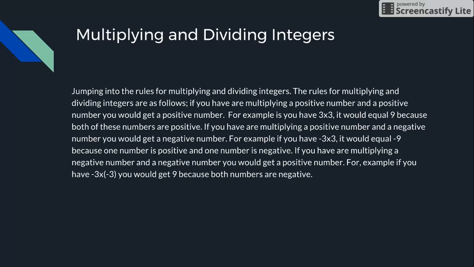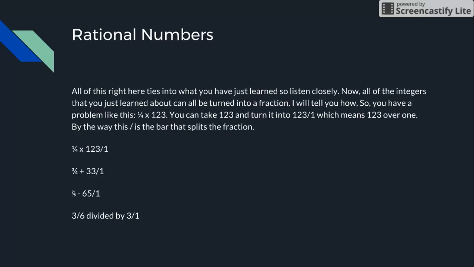If you're multiplying a positive number and a negative number, you would get a negative number. For example, if you have negative 3 times 3, it would equal negative 9, because one number is positive and one number is negative. If you are multiplying a negative number and a negative number, you would get a positive number. If you have negative 3 times negative 3, you'd get 9 because both numbers are negative.